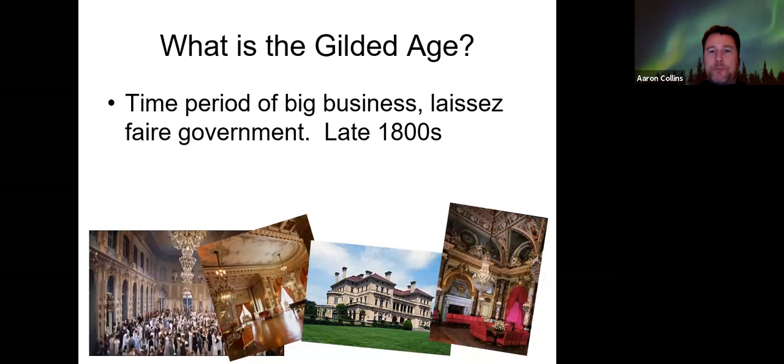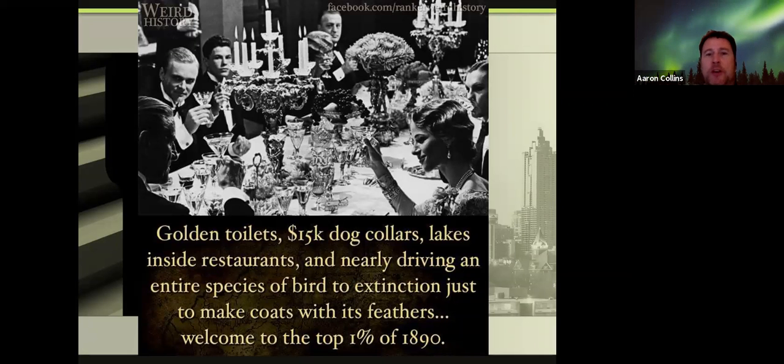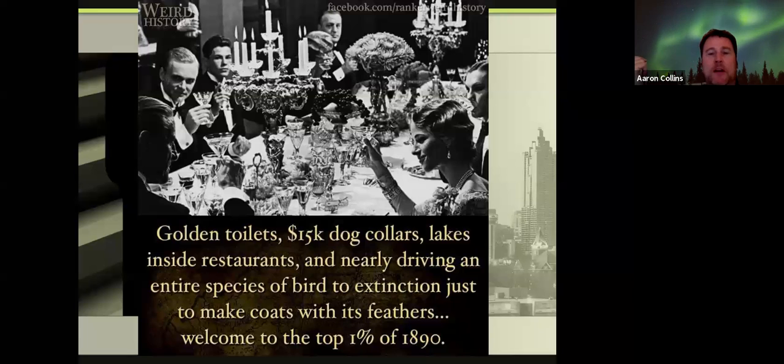This is important. Now, to describe the Gilded Age, I want you to understand that not everybody was wealthy, but a very small top percentage of people were, like the top 1%. And these people were just stinking rich. Golden toilets, $15,000 dog collars, lakes inside restaurants. And the ladies would put stuffed birds on their hats, which was a big fashion of the time. They would kill these birds and put them on ladies' hats and almost drove some species to extinction. It was ridiculous. Like using a $100 bill to light a cigar. That was a lot of money back then. Still a lot of money.